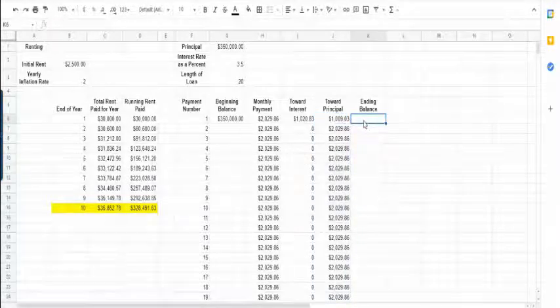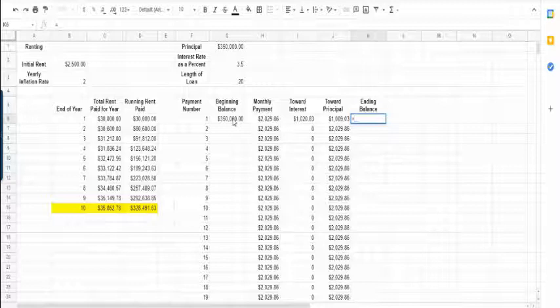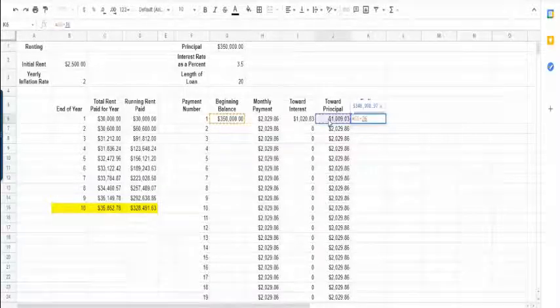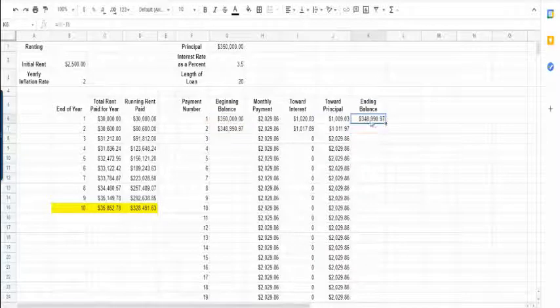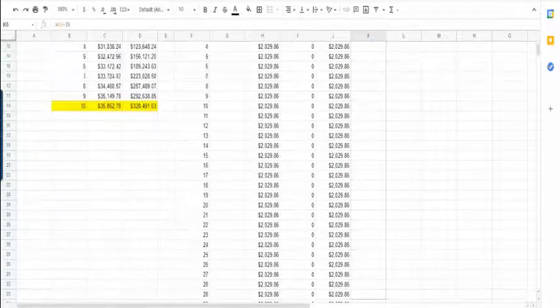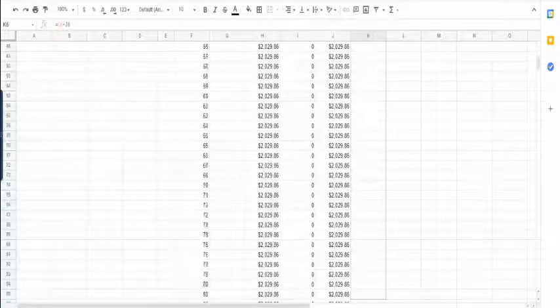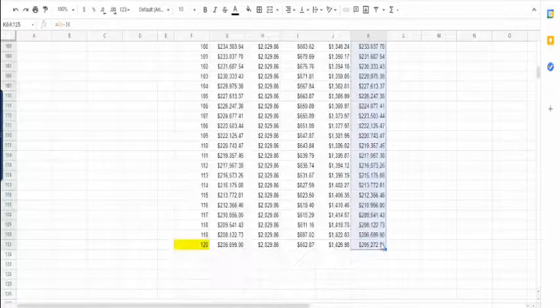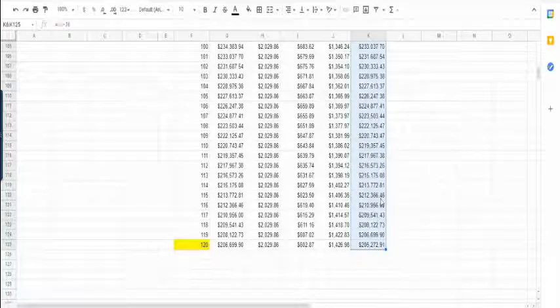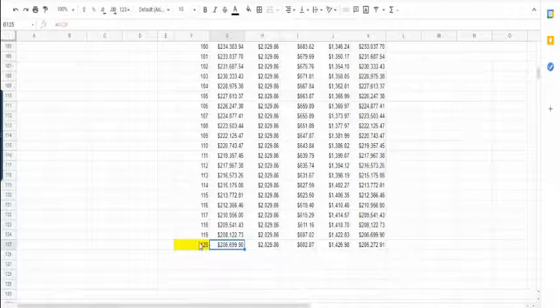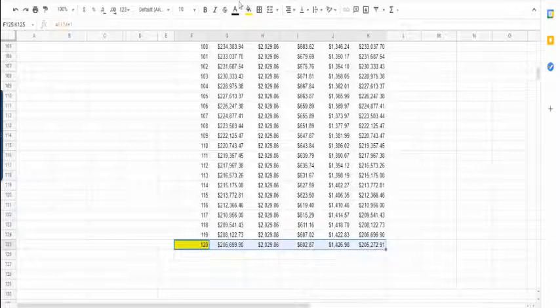Our ending balance. Your ending balance is always your beginning minus how much went towards the initial principal. And this is always going to change. It's going to be beginning minus principal, so no dollar signs. So here it is, and we're going to drag this all the way down so it counts for all 120 of our payments. And because we finally had him, everybody else populated. So this was our 120th payment, which this is the information that we end up needing.